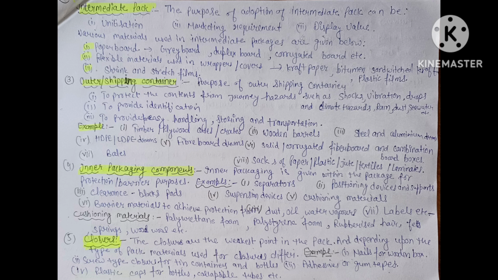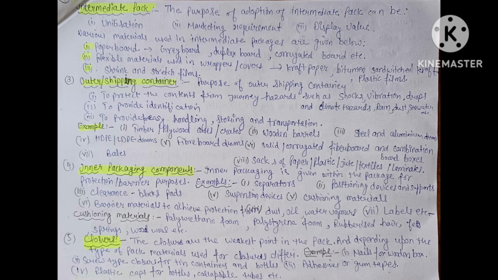Examples are timber, plywood, cases, crates, wooden barrels, steel and aluminum drums, HDPE, LDPE drums, fiberboard, solid corrugated fiberboard, combination board boxes, bales, sacks of paper, plastic, jute, textile, laminates, etc.